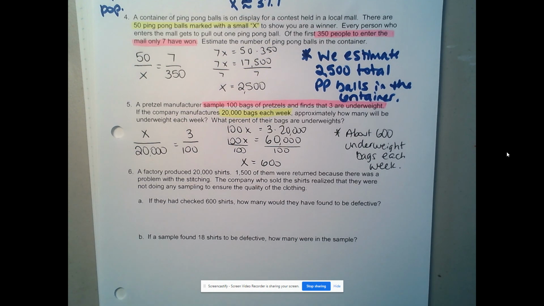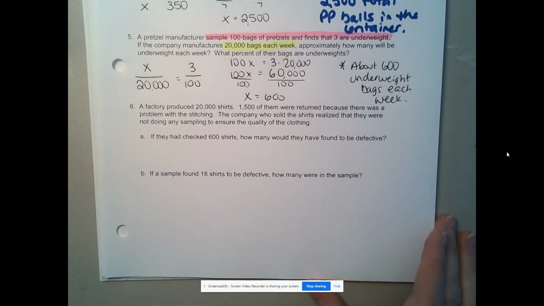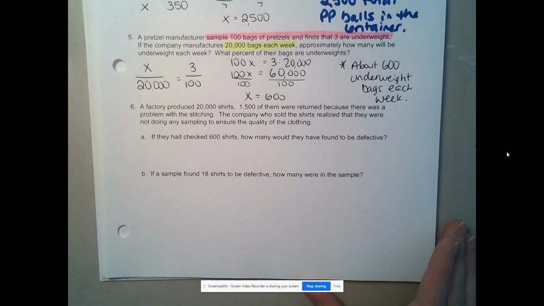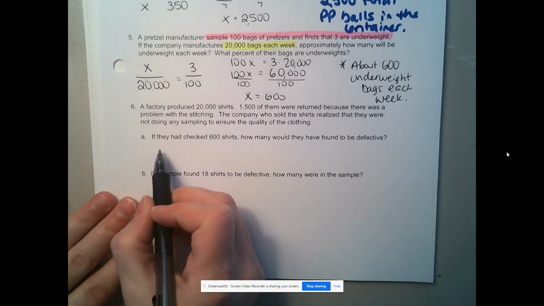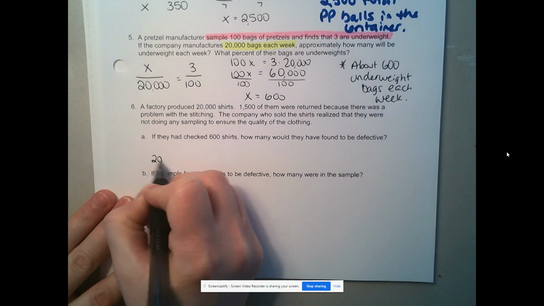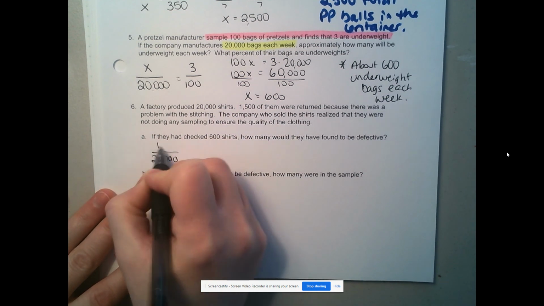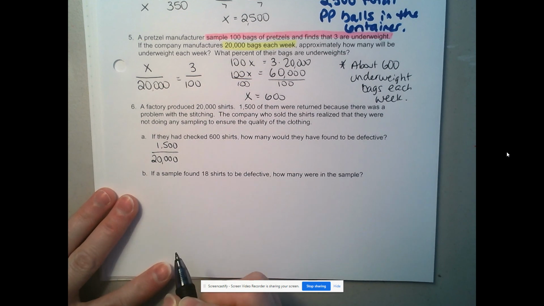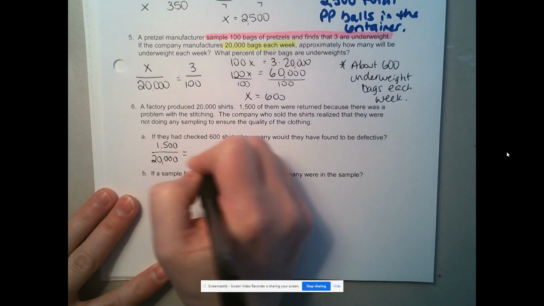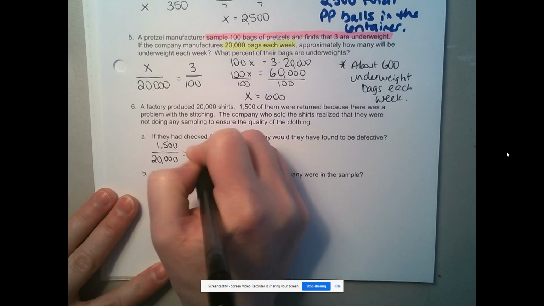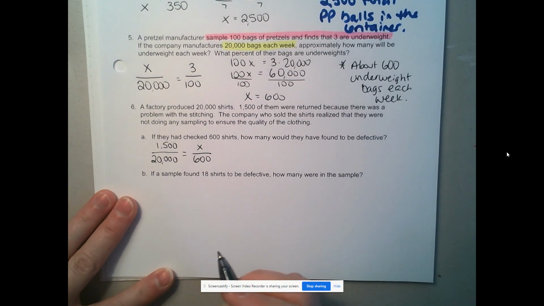A factory produced 20,000 shirts. 1,500 of them were returned because there was a problem with the stitching. The company who sold the shirts realized that they were not doing any sampling to ensure the quality of the clothing. If they had checked 600 shirts, how many would they have found to be defective? Now, what's interesting in this case is that we actually have the population, right? 20,000 shirts. And we know that out of 20,000, 1,500 of them got returned. That's our setup. If somebody had been checking and they had checked 600, how many of the checked shirts would they have found had a problem with the stitching?